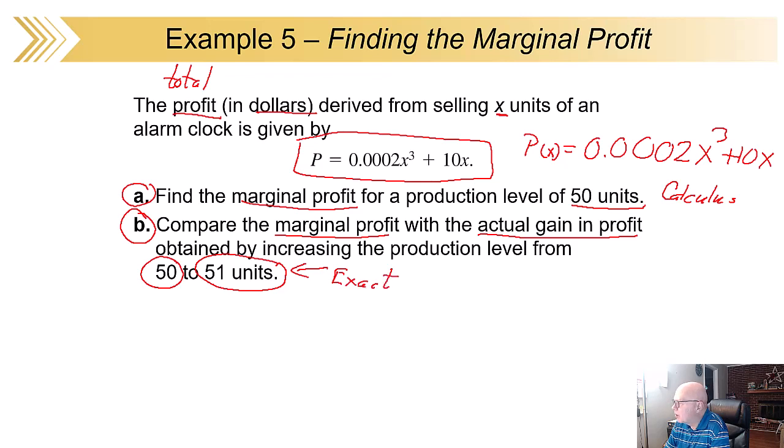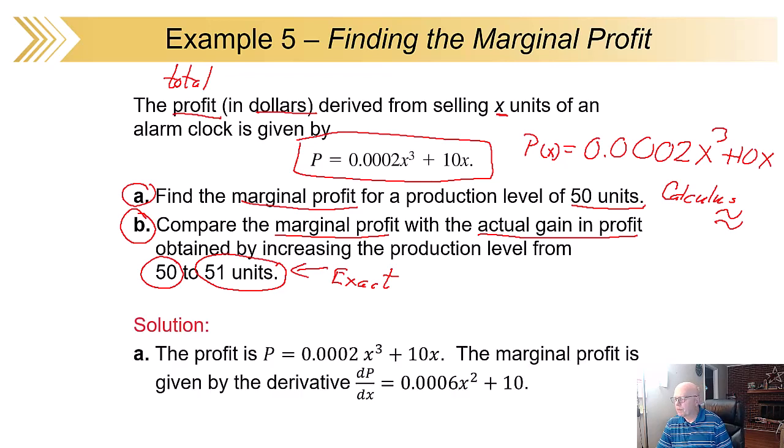Up here, you're getting an approximate value. It'll be close, but not exactly the same necessarily. So here we go. We've got a profit function from above. You can check it up there to make sure there are no typos.